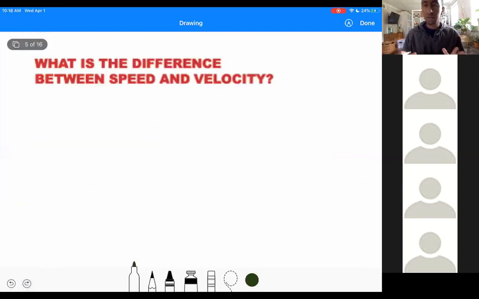All right. First, I want to start with a question, and this kind of is our intro into vectors. What is the difference between speed and velocity? Just based on what you know right now, what would you say the difference between speed and velocity is? Anyone can answer there. So what's the difference between speed and velocity?